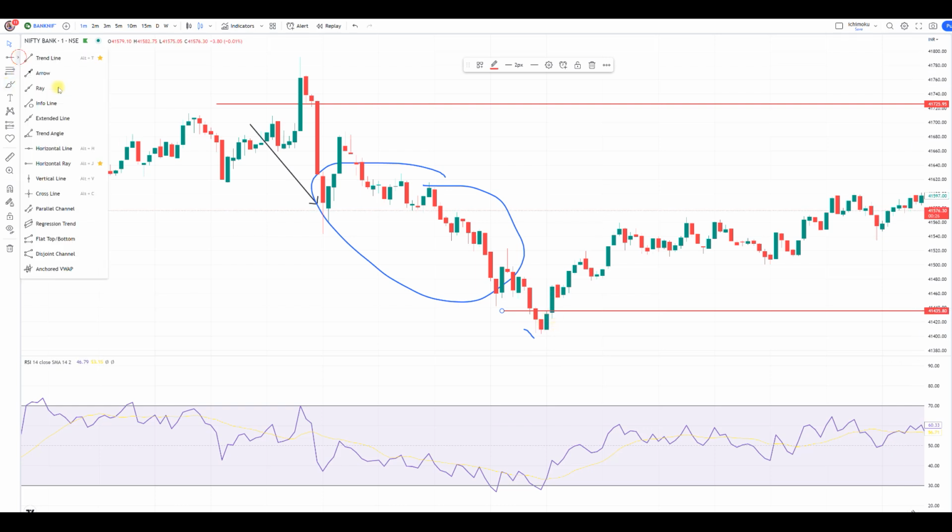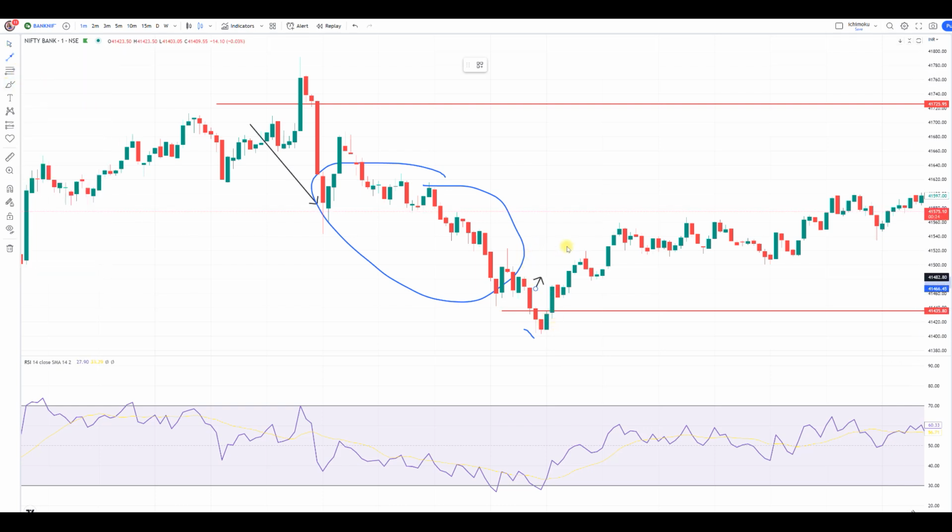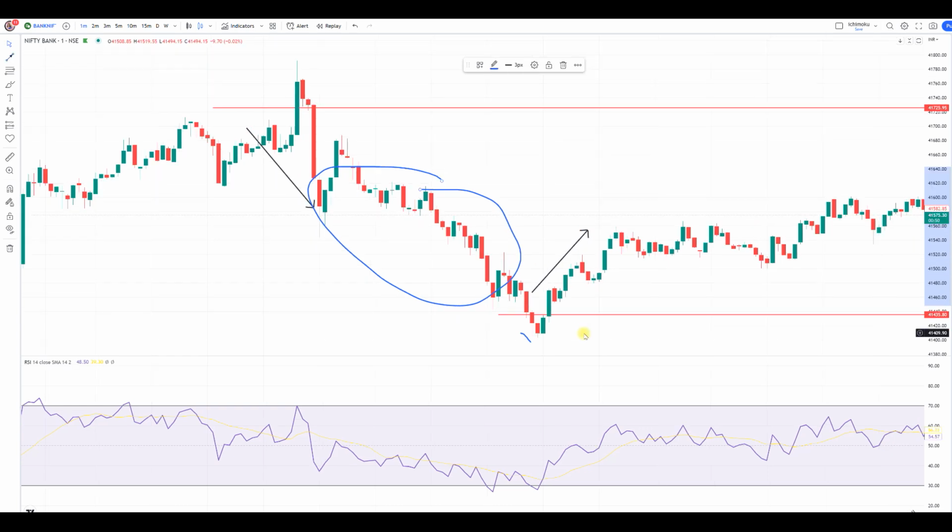Alright. So we got a nice up move in this trade also. Here you see price was moving down and we got the green candle, RSI was also below 30 and is going above 30 here.